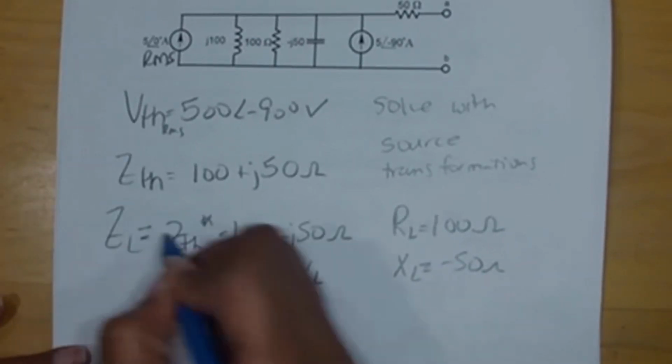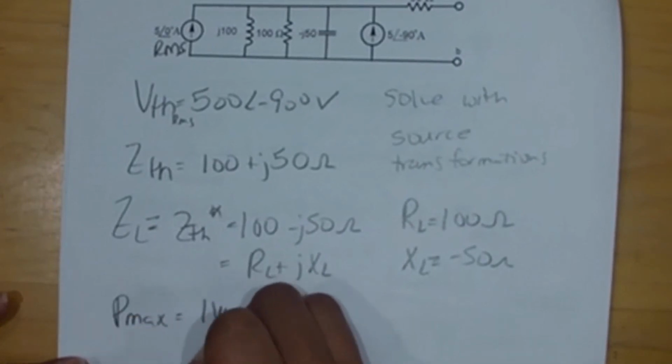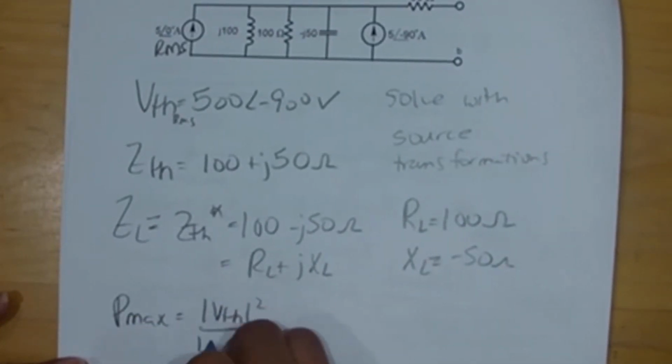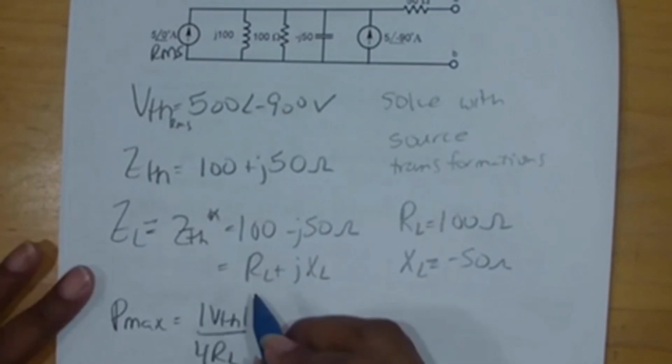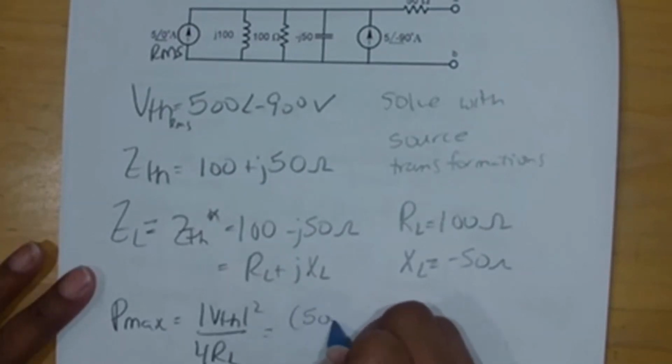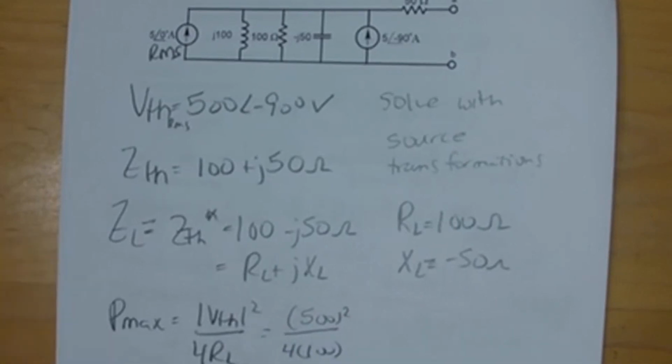So P max is the magnitude of V Thevenin squared over 4 RL. So this is 500 squared over 4 times 100, 625 watts.